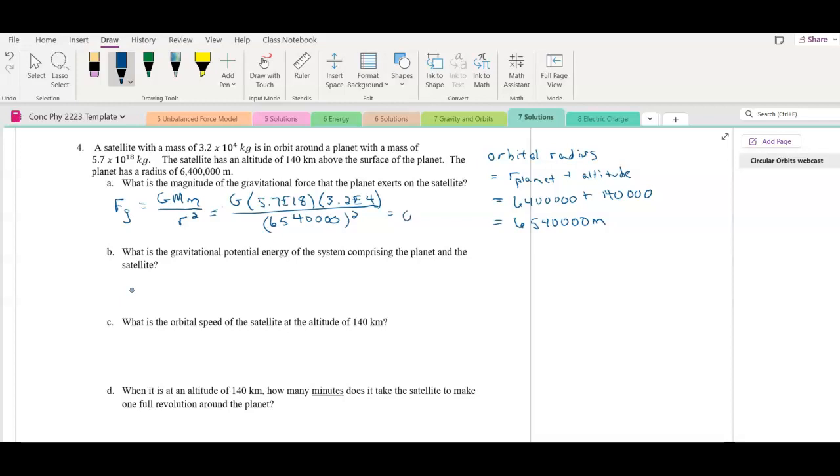And so I get 0.284 newtons. It's very little.